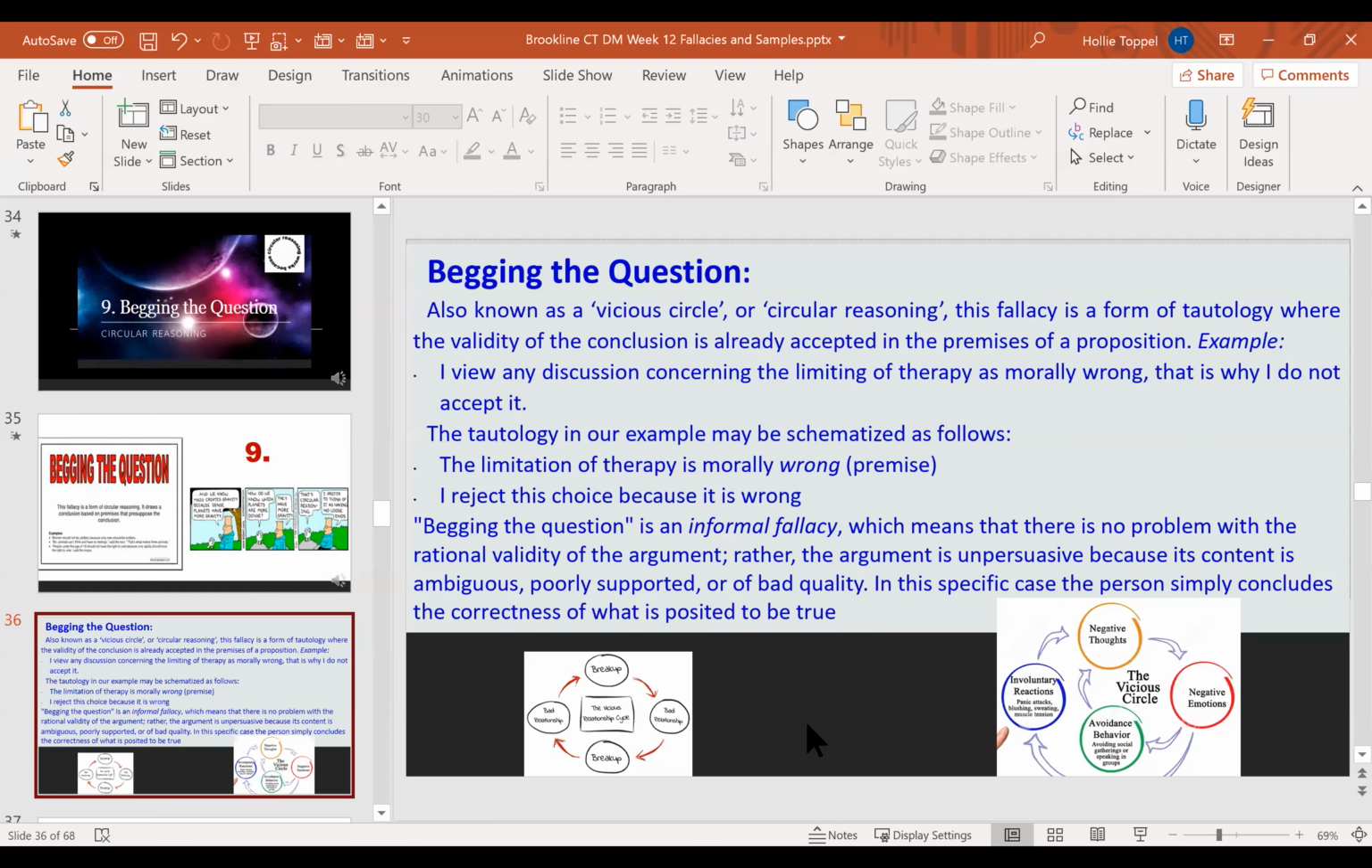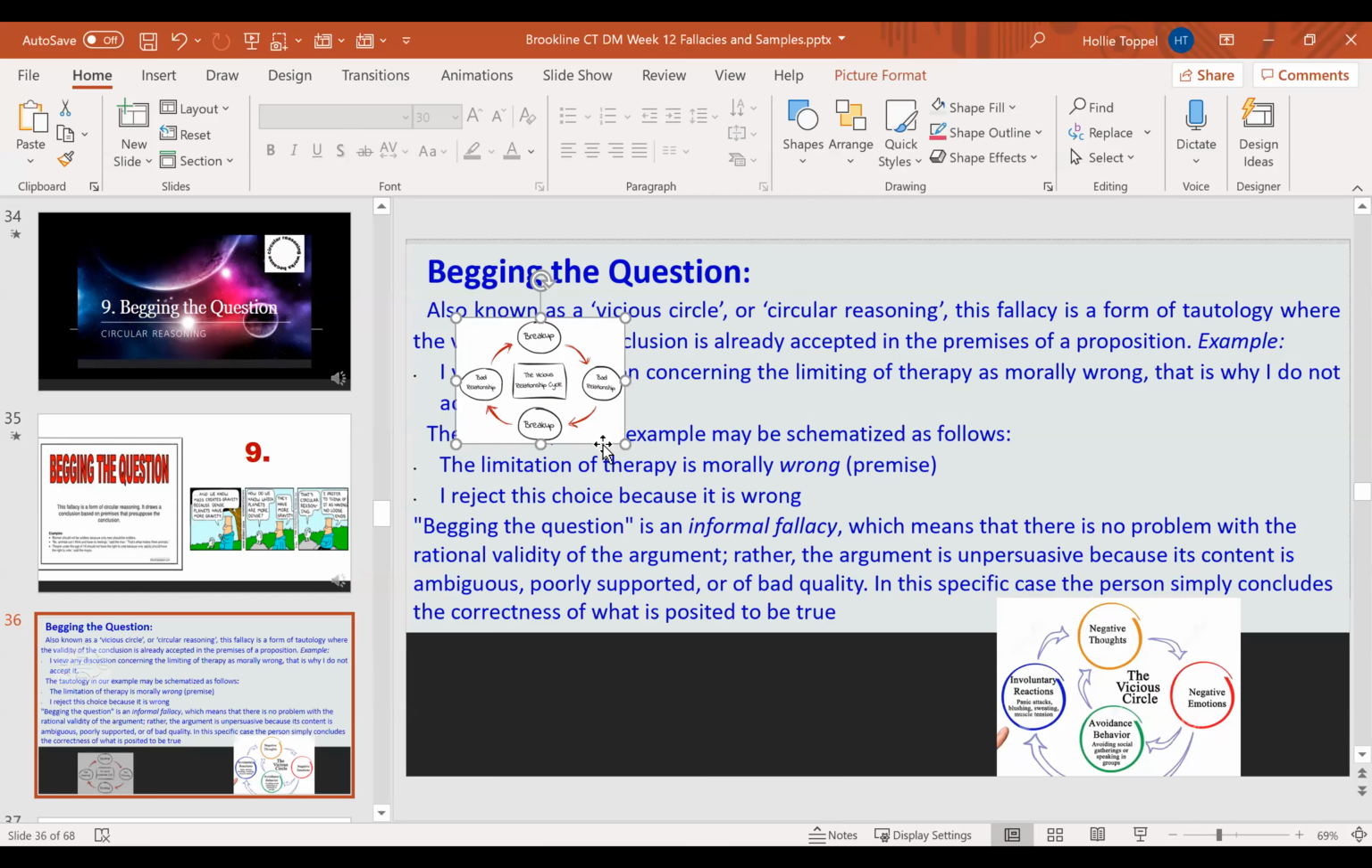It's like saying we have a huge one about abortion being wrong because it's morally wrong, you need more evidence. Okay, so that's begging the question. You need to rationalize it. It's poorly supported and it's bad quality.